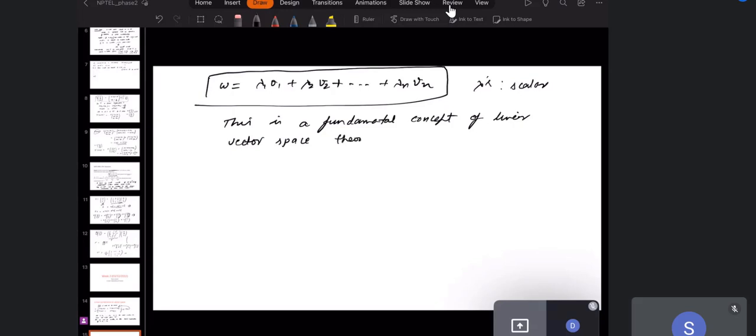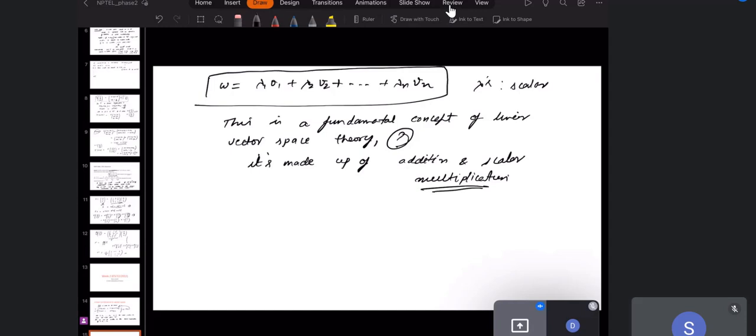Why is it fundamental? It is because it is made up of addition and scalar multiplication, which are the two fundamental properties of linearity. These individual terms are scalar multiplicative terms, and we just add them. So this is one of the most fundamental properties: any vector w can be written as a linear combination of the other vectors v1, v2, v3, which belong to some vector space V.